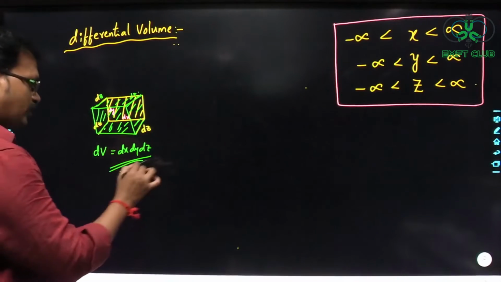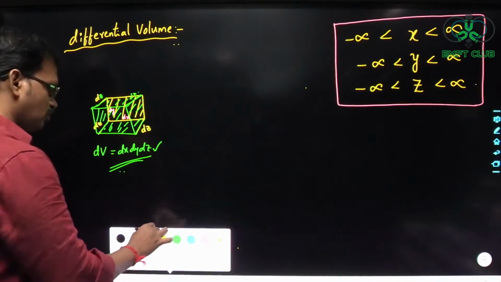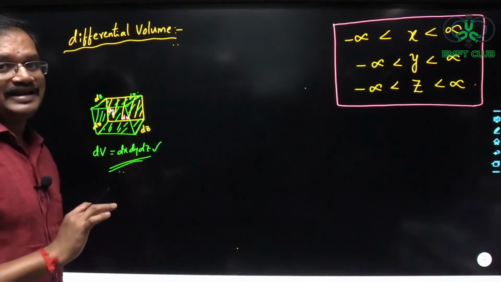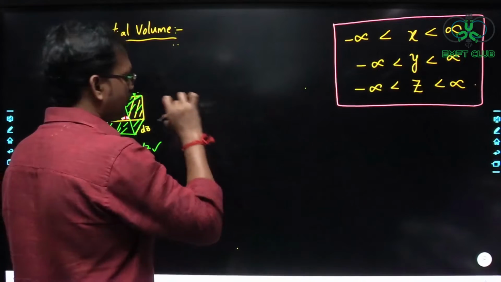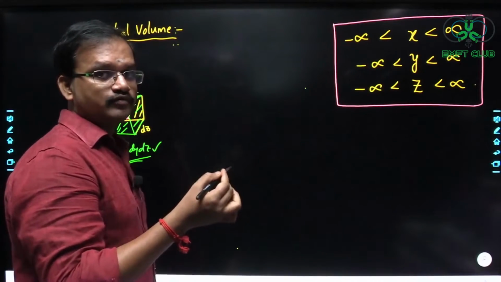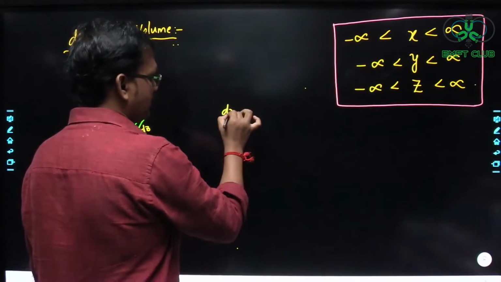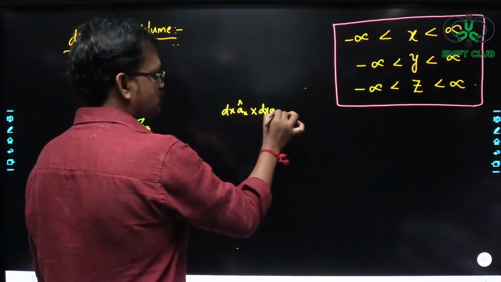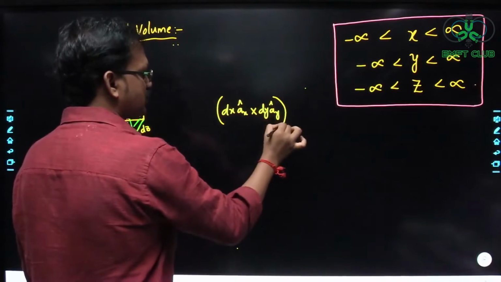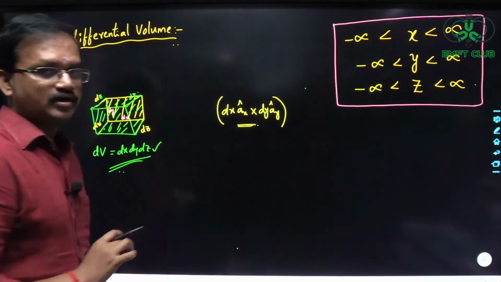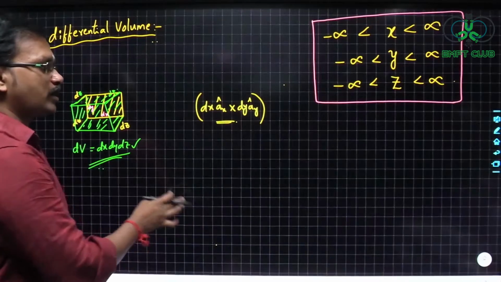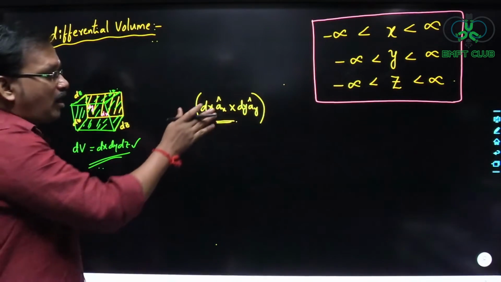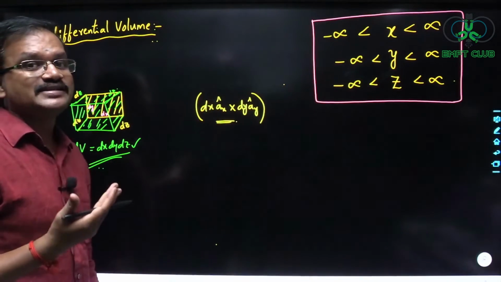So actually how are we getting this one? See here. First, what have we taken? We have taken a surface that is formed by dx and dy. We know how to form the surface with the help of two vectors. That is nothing but dx ax cap cross dy ay cap. So this is going to give you the small differential area formed by dx and dy. Now what have we done here? We have extended this surface along z direction by dz units.